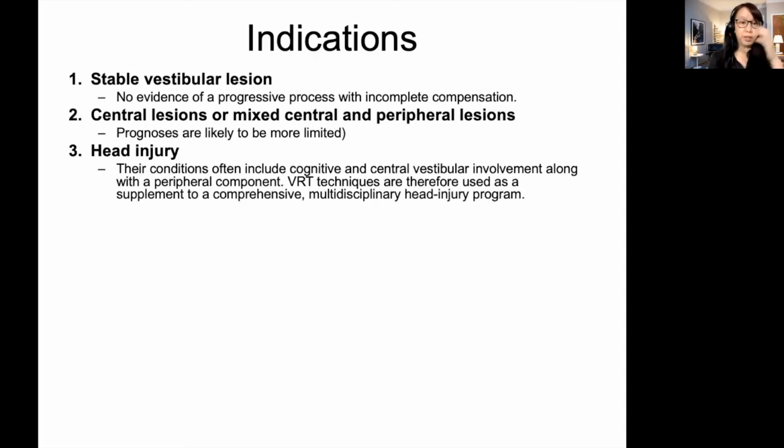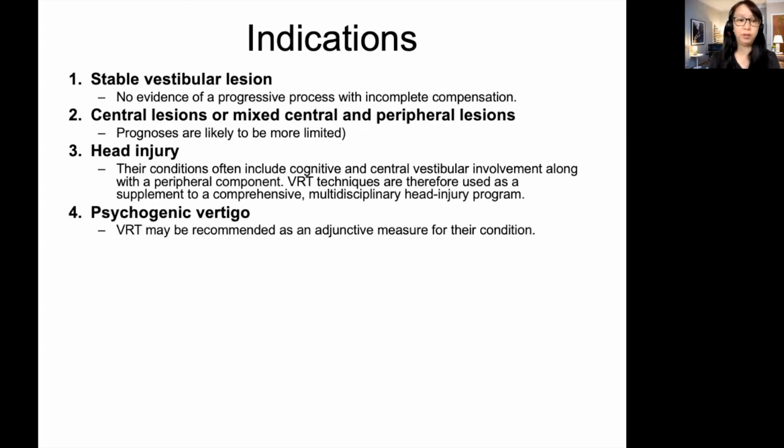It's also useful in central lesions or mixed central and peripheral lesions. It could be a stroke or a head injury, but the prognosis is likely to be more limited. It's not as good as for a solely vestibular peripheral lesion. Patients with head injury can be helped with VRT because they would have some amount of imbalance problems.